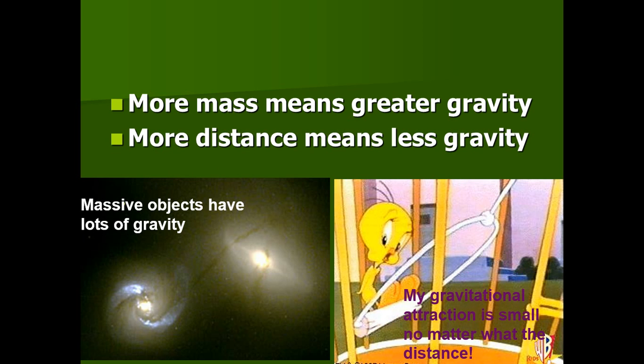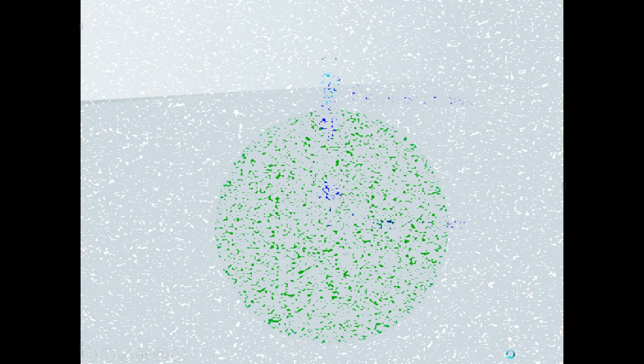Massive objects have lots of gravity. Tweety Bird is not a massive object. Its gravitational attraction is small no matter what the distance.